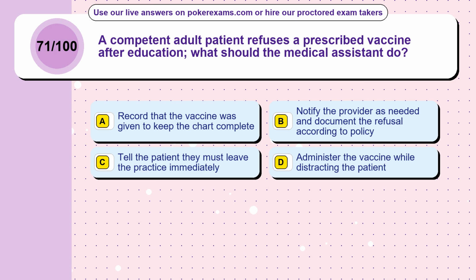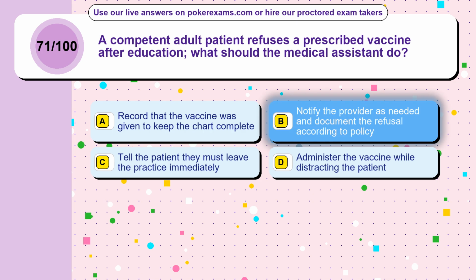Question 71. A competent adult patient refuses a prescribed vaccine after education. What should the medical assistant do? Option A, record that the vaccine was given to keep the chart complete. Option B, notify the provider as needed and document the refusal according to policy. Option C, tell the patient they must leave the practice immediately. Option D, administer the vaccine while distracting the patient.